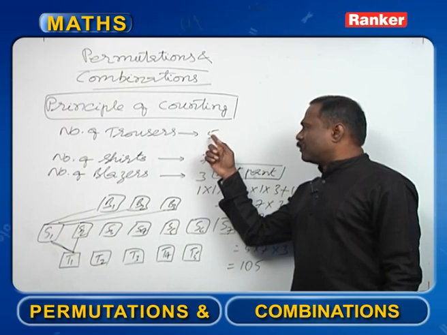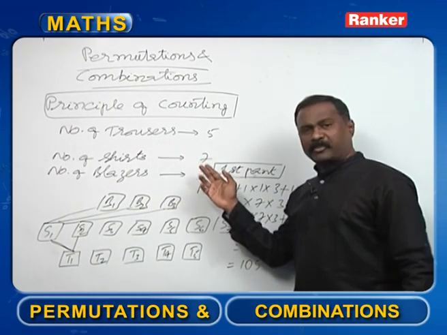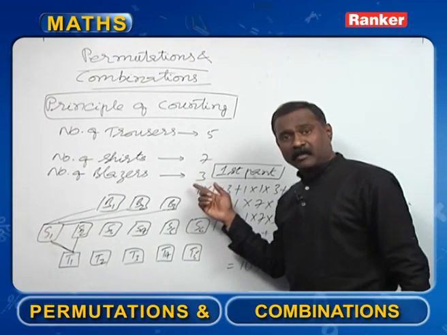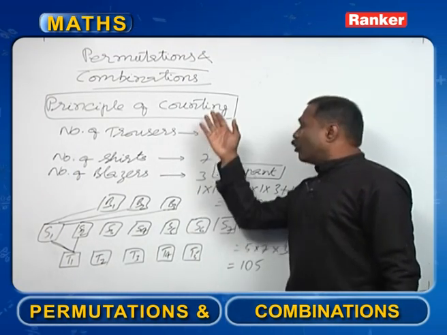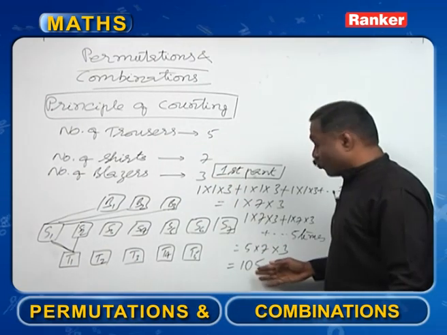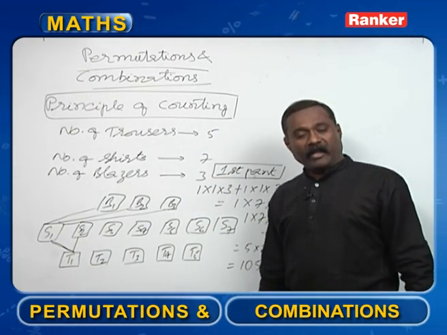The first operation can be performed in 5 different ways. The second operation can be performed in 7 different ways. Wearing the blazer can be performed in 3 different ways. So all these can be simultaneously done in 5 into 7 into 3, which is 105 different ways.